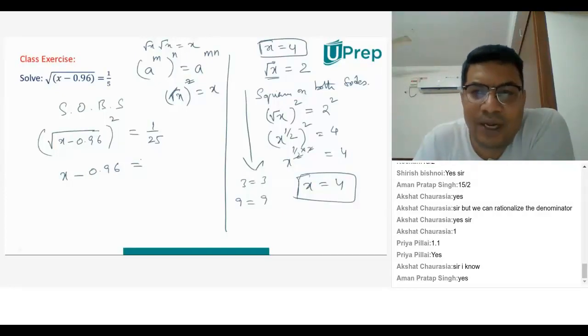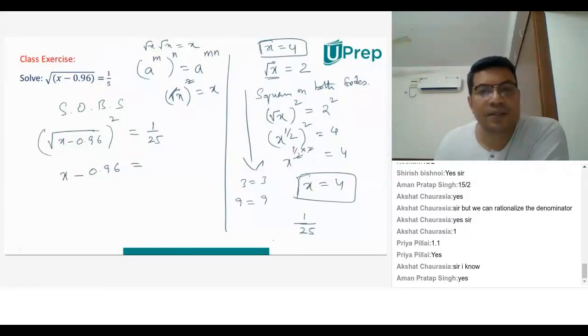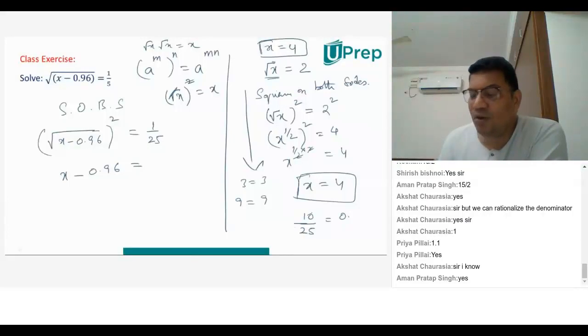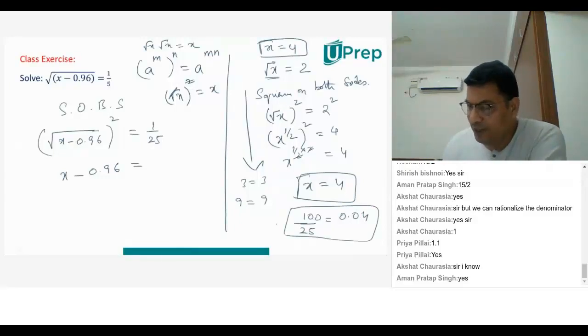Anyone? What's the value of 1 by 25? If you divide 1 by 25, how do you divide it? You put a point. It's not divisible, so you put a 0. It is also not divisible, so you take another 0. So you put 0 here, 25 fours are 100. So basically it's 0.04.